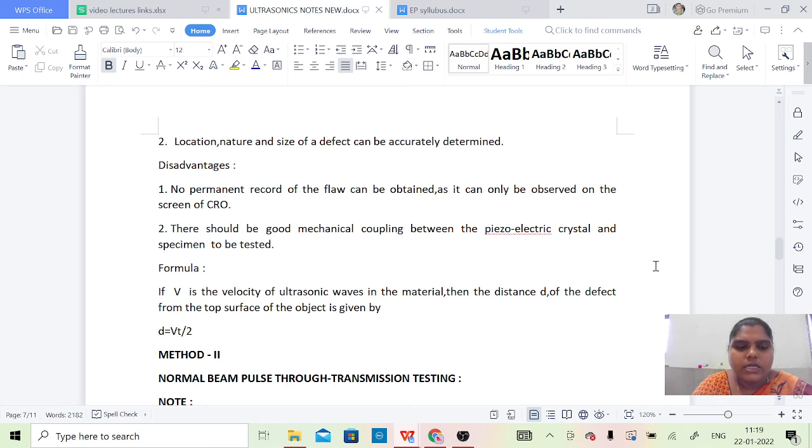Okay, so let us see how to find the distance. If v is the velocity of ultrasonic waves in a material, then how is the distance d of the defect from the top surface of the object given? Okay, that means the distance between the flaw and the incident pulse is d = vt/2. So this is the distance to the flaw.